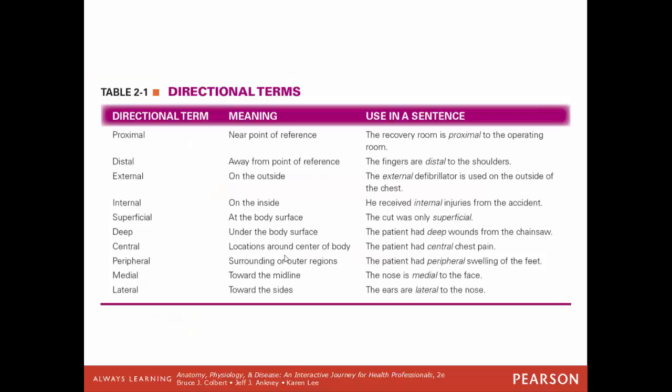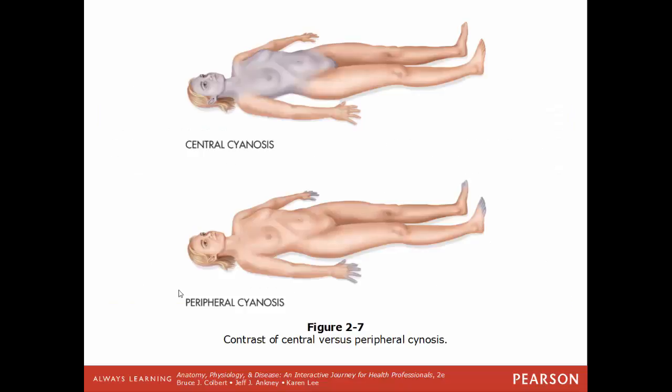All right, here are some common directional terms. These are the ones that we've covered: proximal, distal, external, internal, superficial and deep, central, peripheral, and medial, lateral, and it has their meanings here, how they're correctly used in a sentence. It's a very, very beginning list of directional terms. Here's an example. Both of these figures have a type of cyanosis or a bluish tint to the skin. One on top here, central cyanosis. Central because it's toward the center of the body.